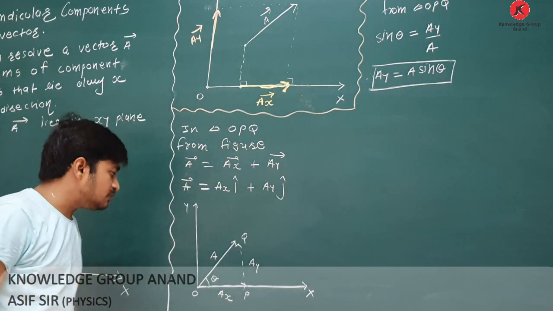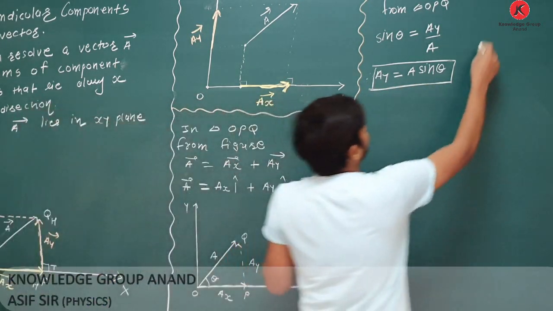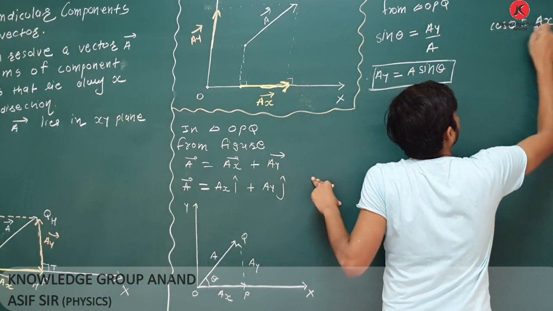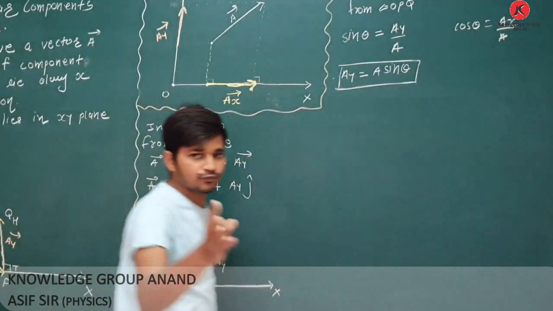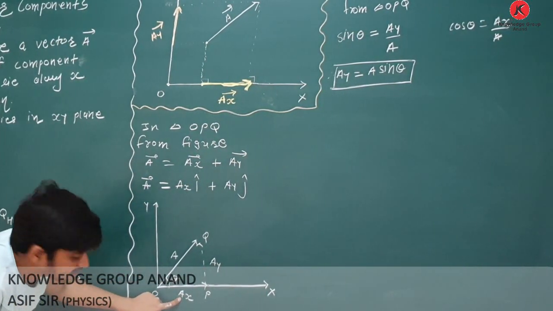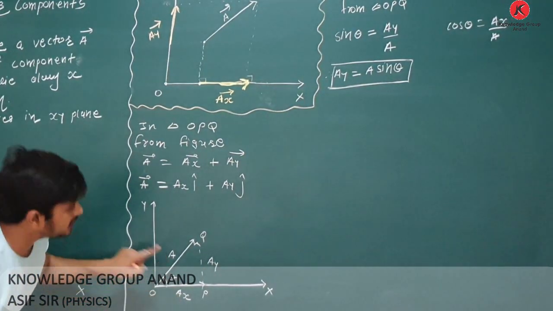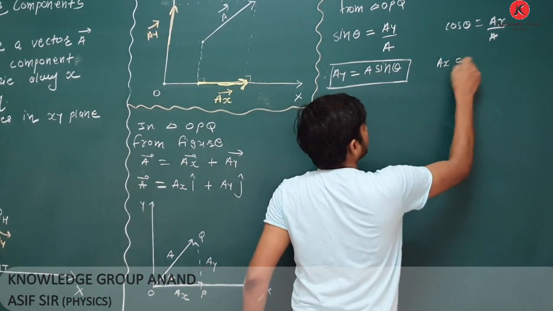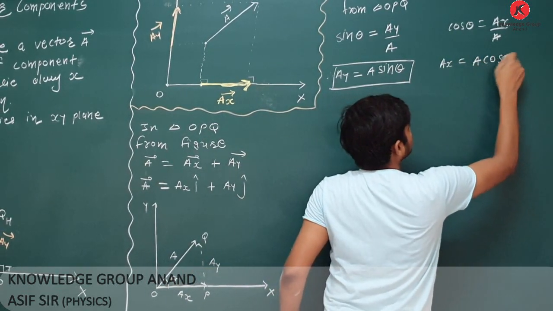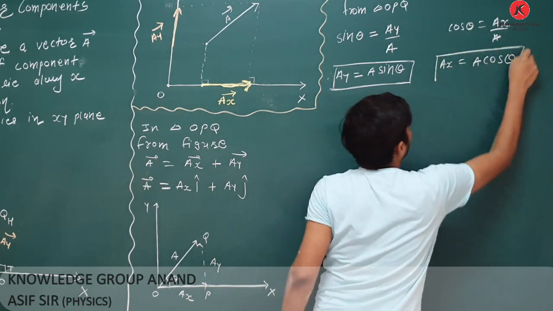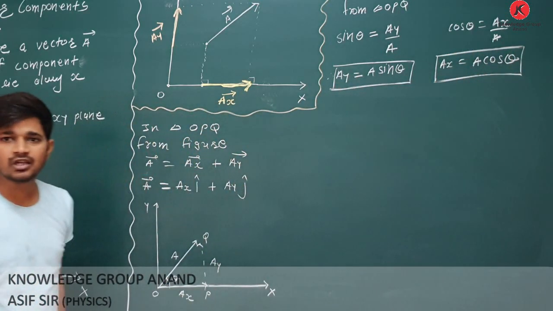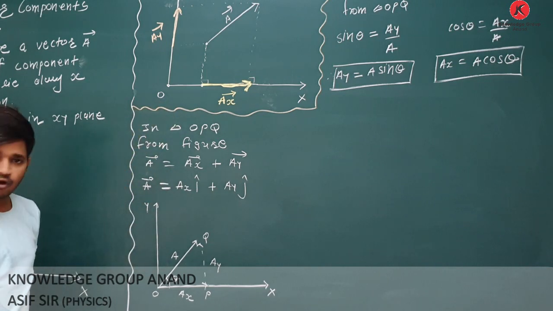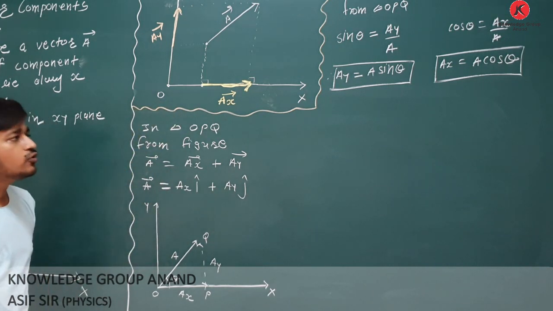Similarly, in the same triangle if you take cos theta, then cos theta is equal to adjacent side upon hypotenuse. See in the figure, for theta, its adjacent side is AX and its hypotenuse is A. So AX is equal to A cos theta. Clear about this? So AX is equal to A cos theta and AY is equal to A sin theta.